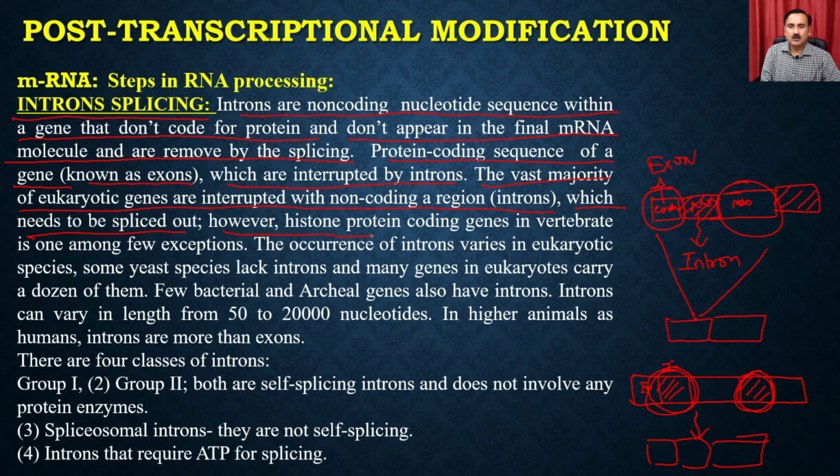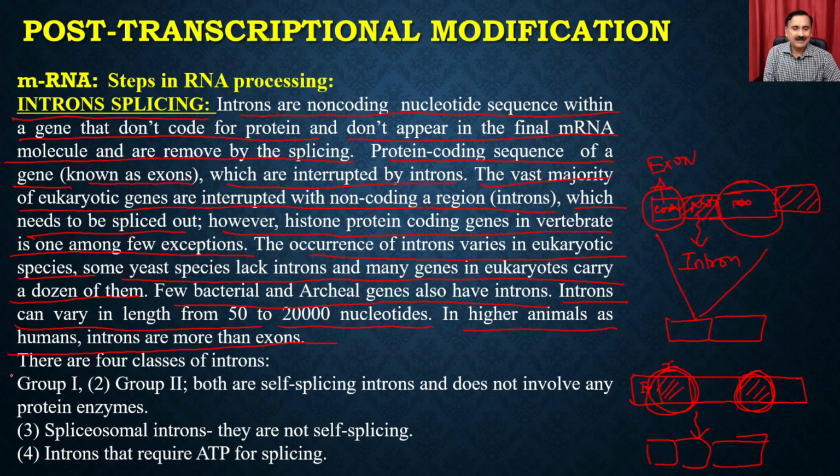However, an intronless protein coding gene in vertebrates is one among few exceptions. The occurrence of introns varies in eukaryotic species. Some yeast species lack introns, and many genes in eukaryotes carry dozens of them. A few bacterial and archaeal genes also have introns. Introns can vary in length from 50 to 20,000 nucleotides. In higher animals such as humans, the introns are more than the exons.